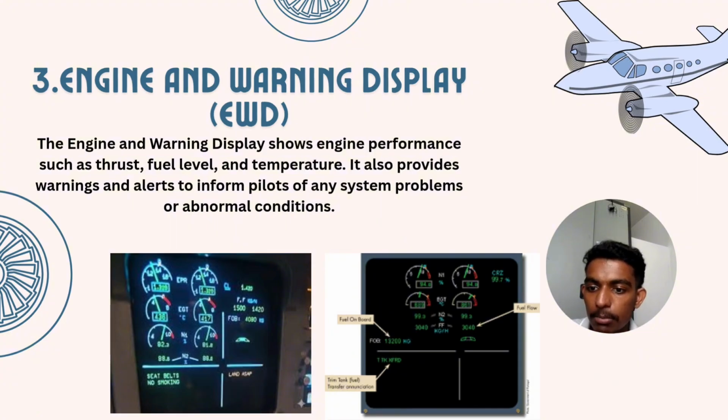In addition, the EWD also provides warnings and alerts. These alert pilots if there are any system problems or abnormal conditions, such as engine failure or overheating. The warnings are usually shown using colors and messages, making them easy to notice quickly. This helps pilots take immediate action to ensure the safety of the aircraft and passengers.